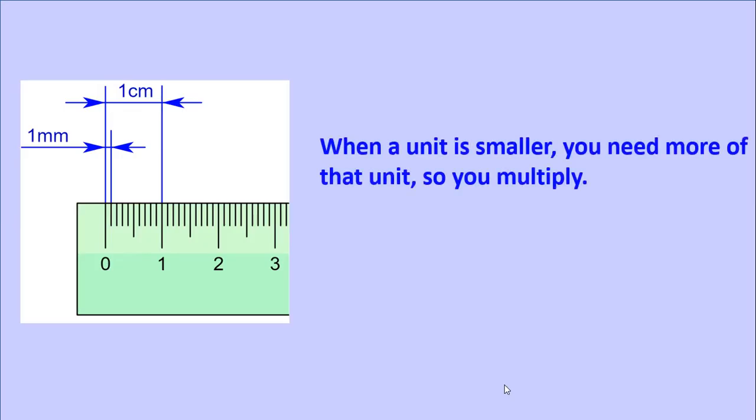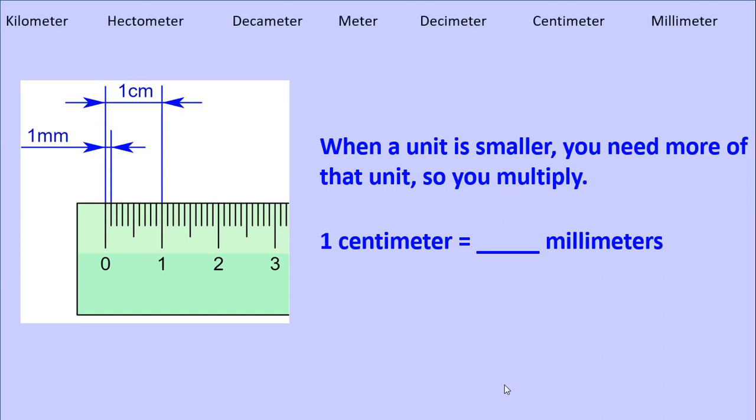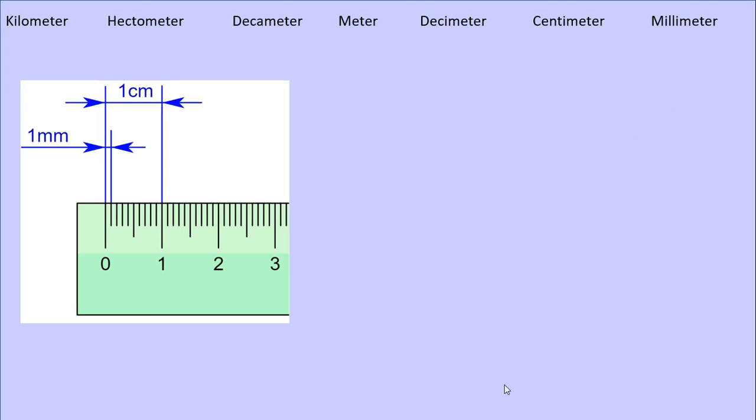When a unit is smaller, you need more of that unit, so you multiply. Here we have 1 centimeter. We want to see how many millimeters make up that same centimeter. We can use our metric system at the top to help us. We're starting in centimeters and we're going to millimeters. So millimeters is smaller, we know we're multiplying. We're moving one place, which is why we're multiplying times 10. 1 centimeter times 10 is 10 millimeters.